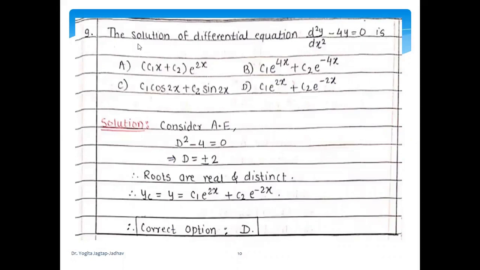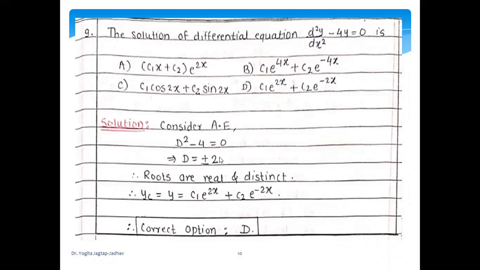Now see the next example. The solution of the differential equation d square y by dx square minus 4y equal to 0 is, from these 4 options, one option is obviously correct. Therefore, we have to first consider the auxiliary equation, and by assigning d by dx equal to capital D, we have the auxiliary equation d square minus 4 equal to 0. When I shift this minus 4 to the right side, we have d square equal to plus 4, and taking the square root on both sides, we get d equal to plus and minus 2.